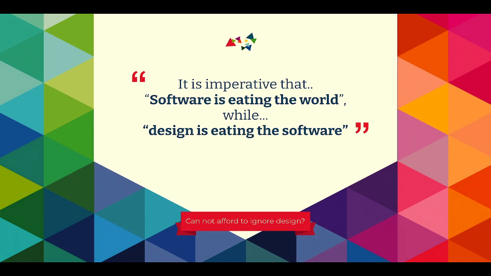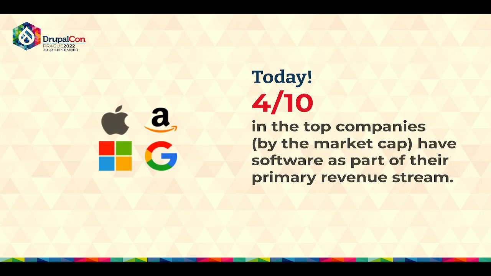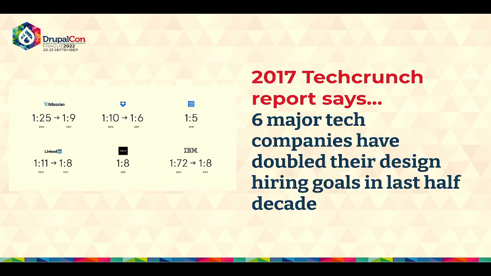But again, are there any stats to prove whether what I'm saying is correct or not? These are the recent stats, basically last week's stat. Four of the top 10 companies by market value are software companies. They're deriving their revenue from their software stream. Apple, Amazon, Microsoft, Google, all software companies, and they're deriving their revenues from the software industry.